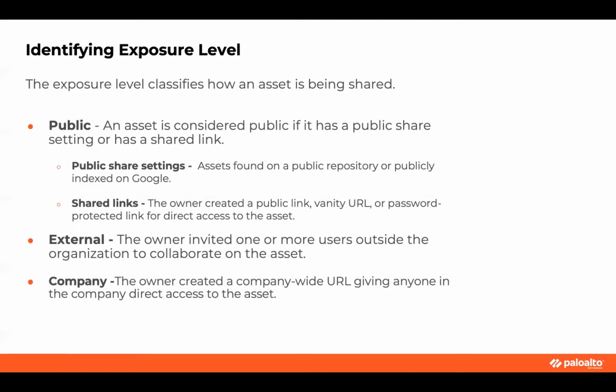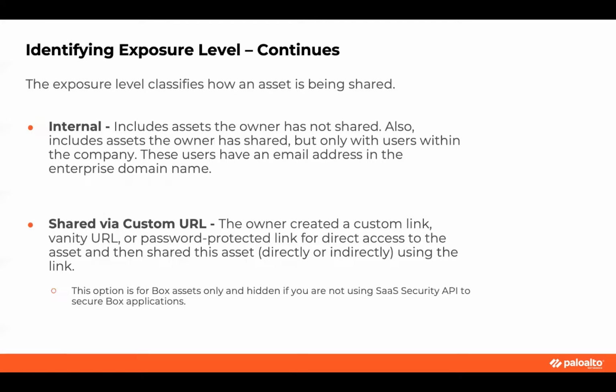An asset is considered external if the owner has given the right to external users to participate and collaborate. The company-level exposure is when the owner creates a company-wide URL giving access to everyone in the company. Internal is the asset that is either not shared or only shared with the users within the company with an email address in the company domain name.